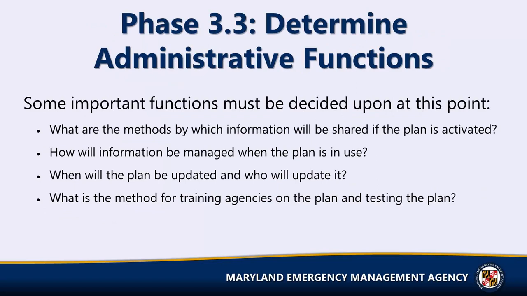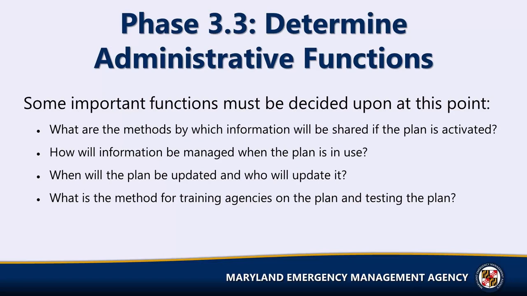We are now at the point in the process where it is time to develop some of the more administrative pieces of the plan. Some important functions must be decided at this point, including coming up with answers to the questions. What are the methods by which information will be shared if the plan is activated? How will information be managed when the plan is in use? When will the plan be updated and who will update it? This is especially important to consider in the case of contingency plans. And what is the method to train agencies on the plan and to test the plan?